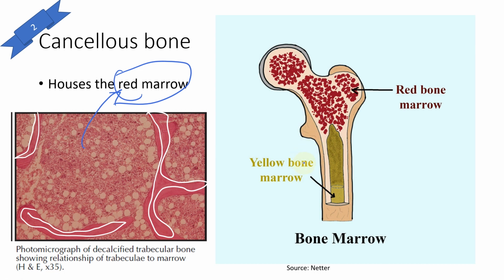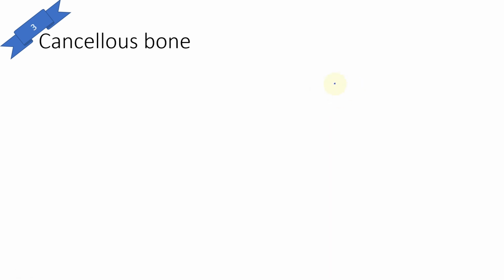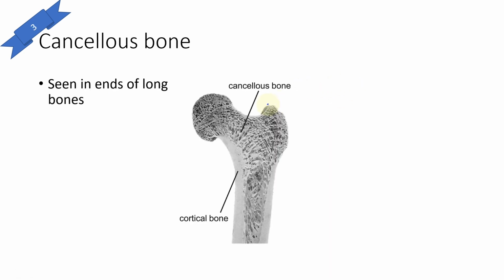In contrast, if you compare with the diaphyseal end, you have the yellow bone marrow, which is basically replaced mostly by fat tissue. Now, coming to the next point, the location of cancellous bone is important. Cancellous bones are found in the ends of long bone. As we saw in the previous video itself, you can see this is the upper end of the femur. You have an increased share of cancellous bone in the ends of the long bone.